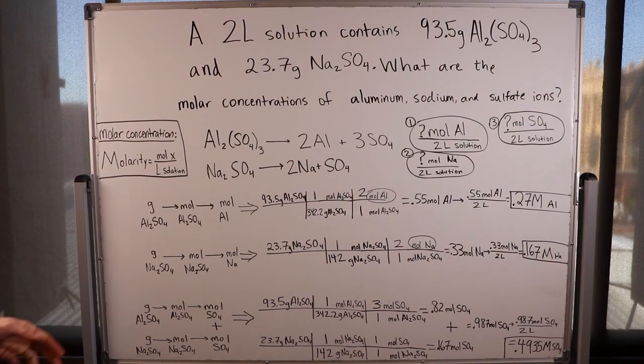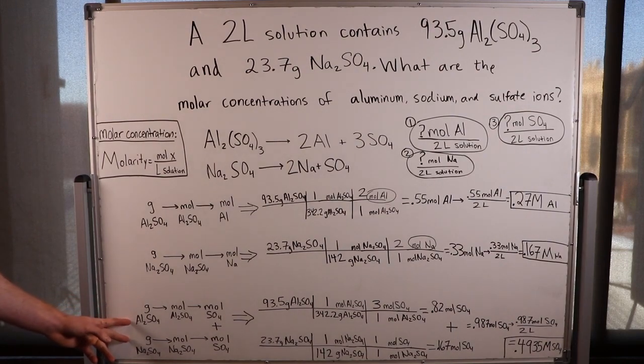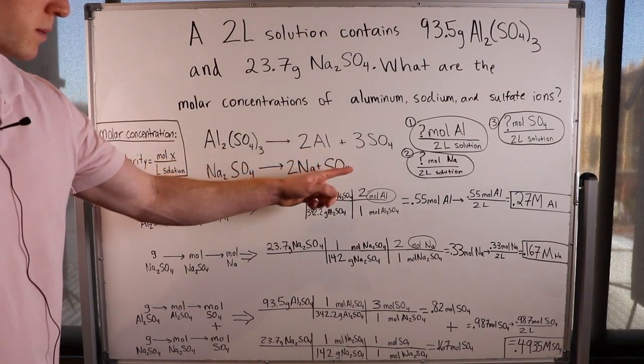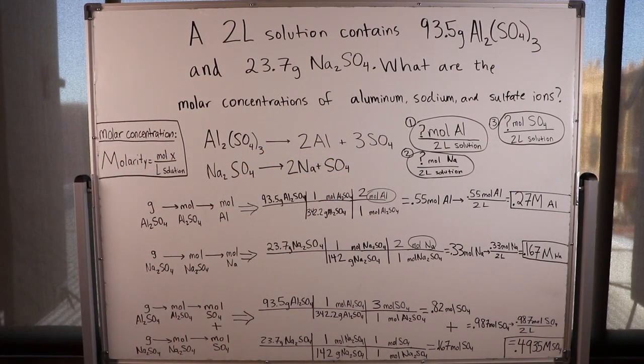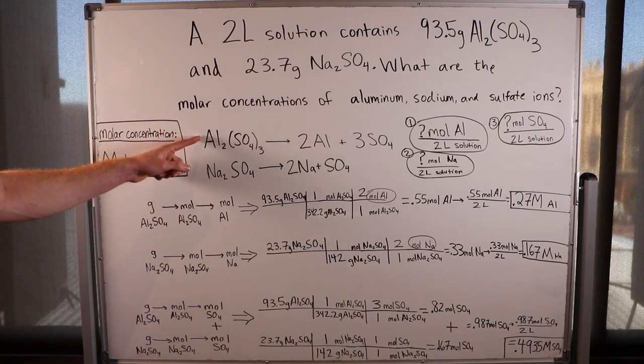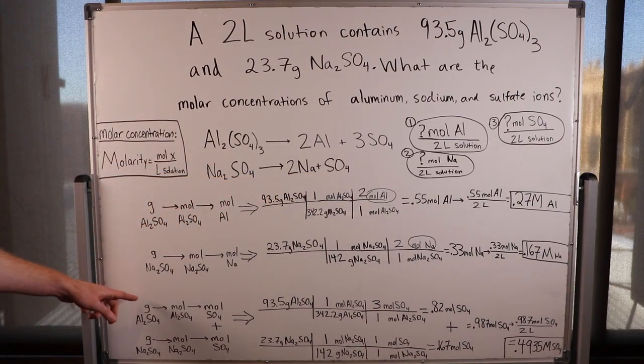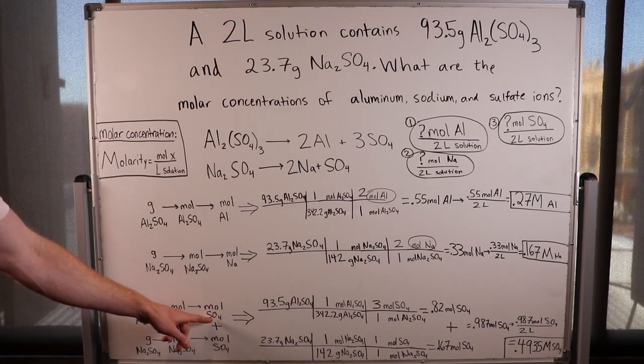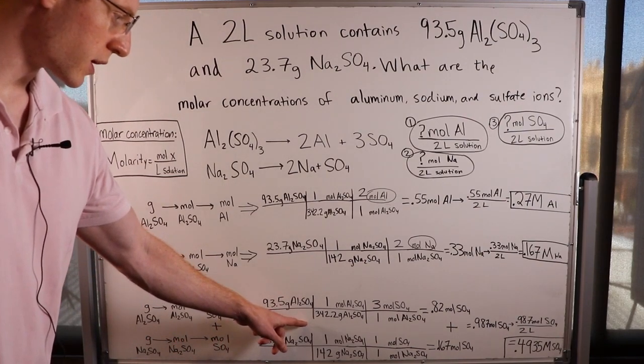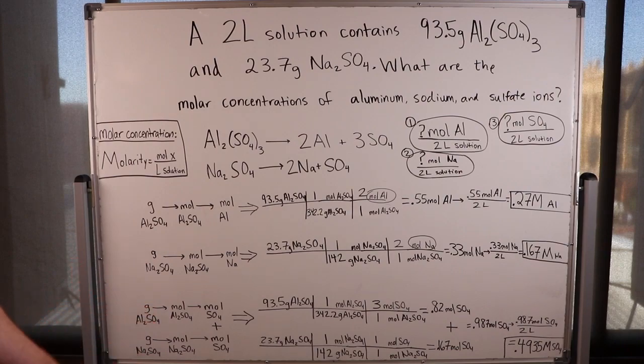The only thing that's slightly different about sulfate is that notice it was made from both reactions. So we're actually going to have to figure out the moles that were made from the first reaction and add it to the moles that were made from the second reaction. So for the first reaction, let's start with aluminum sulfate. We do the same exact thing we did before, just for sulfate. So I'm not going to run through this again. You guys know how to do this by now.